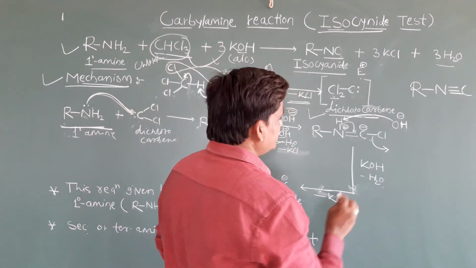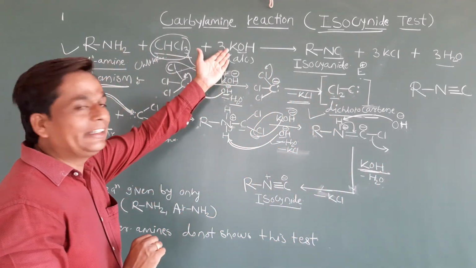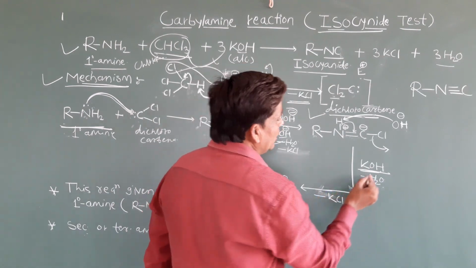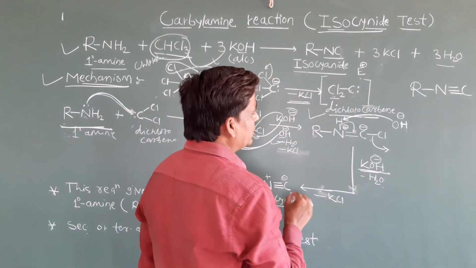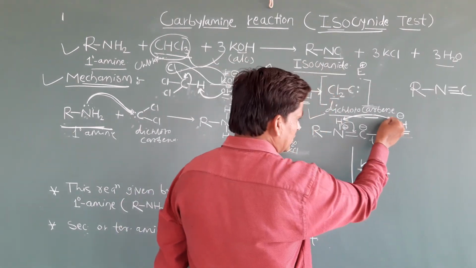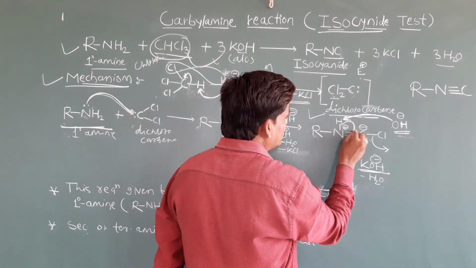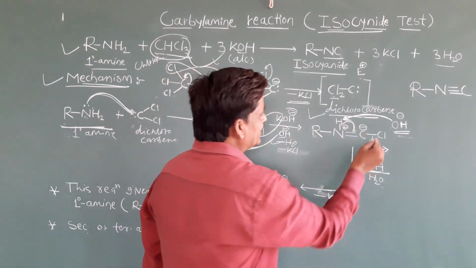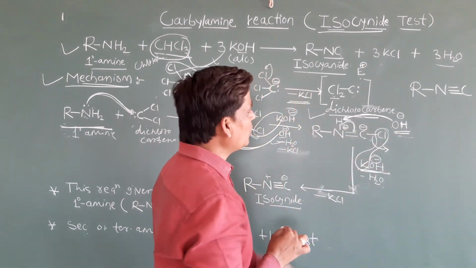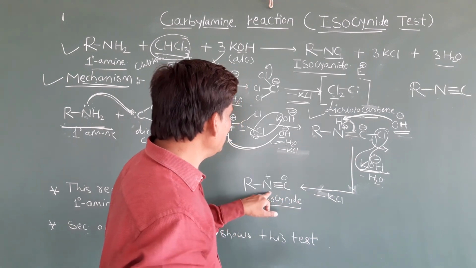Again we can take the base KOH. Here we take 3 times KOH. Again this nucleophilic base will attack this hydrogen. Here I am taking this base OH minus, so it can abstract this hydrogen. Now the 2 electrons will shift, and this K and this Cl, KCl, will be removed like this. Now these 2 electrons shifting means a triple bond will come.